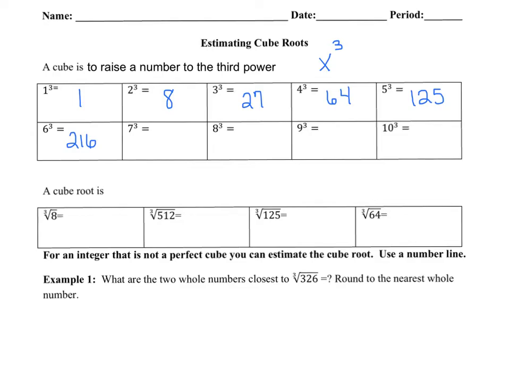7 to the third power, 7 times 7 times 7, is 343. 8 to the third power equals 512. 9 to the third power is 729. And 10 to the third power equals 1,000.